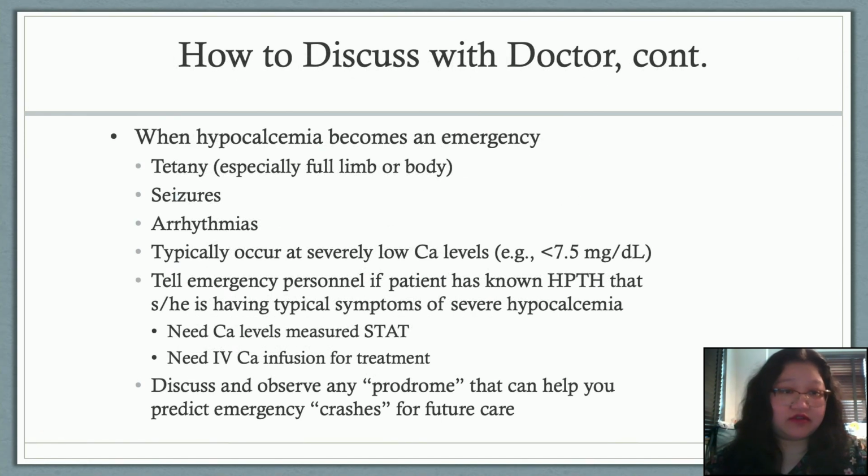When the hypocalcemia is really severe and it's an emergency, I think Dr. Kohlmeyer touched on this, so I won't go into it too much, but basically it's tetany, full body. You yourself are not able to communicate at that point. You need to have that, quote, advocate or somebody helping you, taking you to the ER. This includes seizures, arrhythmias, laryngospasm, all of these things. This usually occurs when the calcium is severely low, usually less than 7.5, maybe even less than 7, and that's when you need the calcium level stat and the IV calcium infusion immediately.